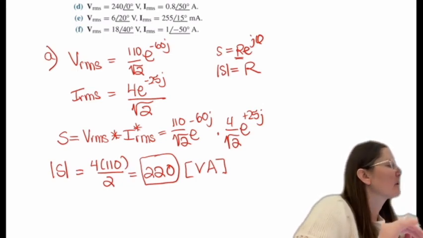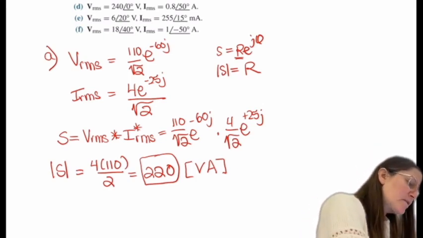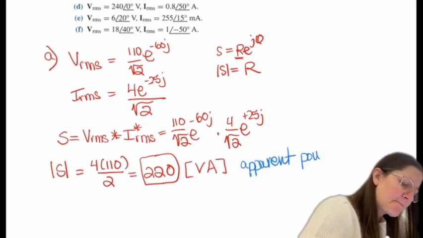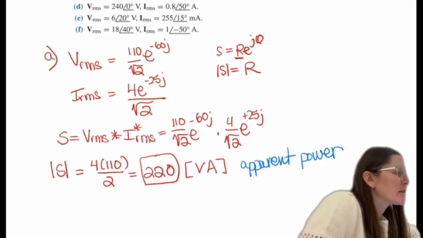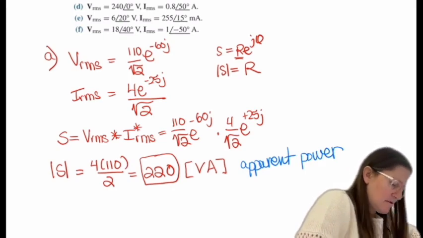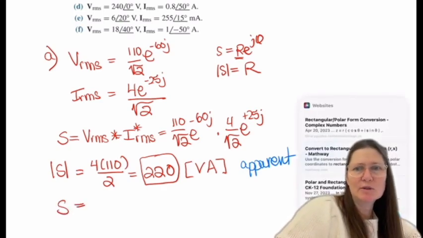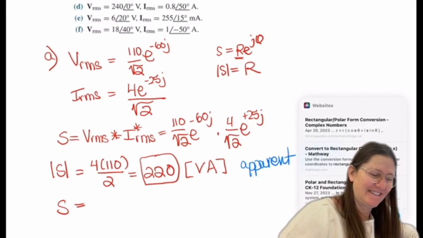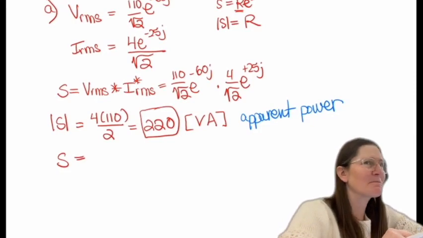Okay, and then the apparent power that we just found, yep, so this is the apparent power. And now we can find the real and the imaginary portion. So how do we convert this? We want S in rectangular form. So how do we change it to rectangular form?